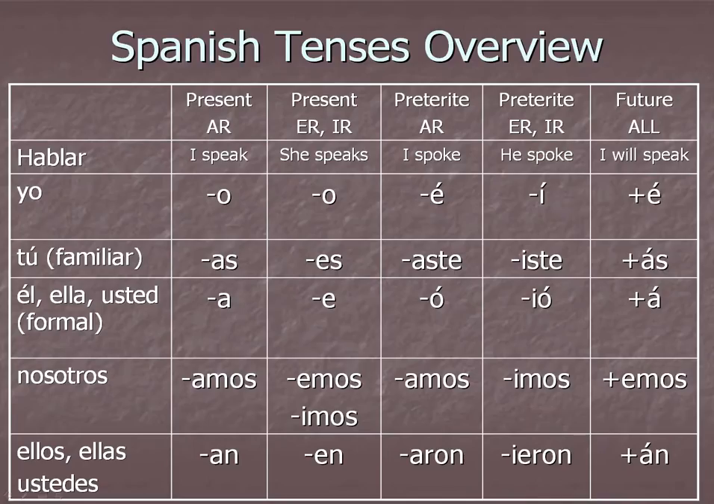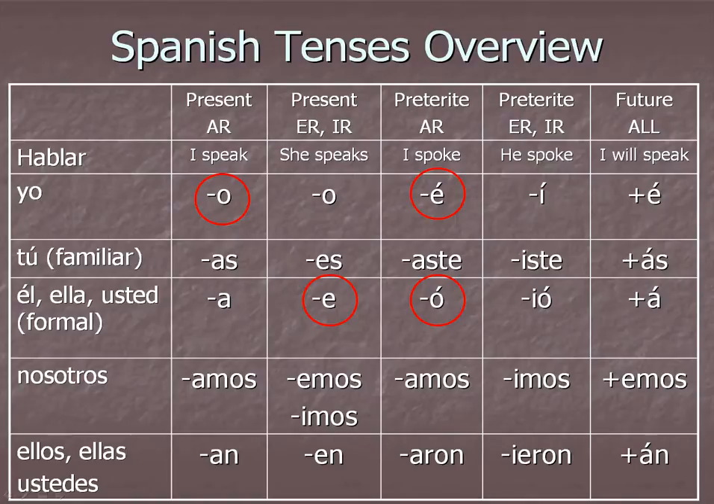Alright, so here's a chart that gives you a breakdown of what we just covered. As you can see, the first person plural nosotros has the same endings in the present and preterite for both AR and IR verbs. So hablamos could either mean we speak or we spoke. Just depends on how it's used in the sentence. Also, look at the first person singular present yo and the preterite third person singular él/ella/usted for AR. They're the same. The accent is the only difference.